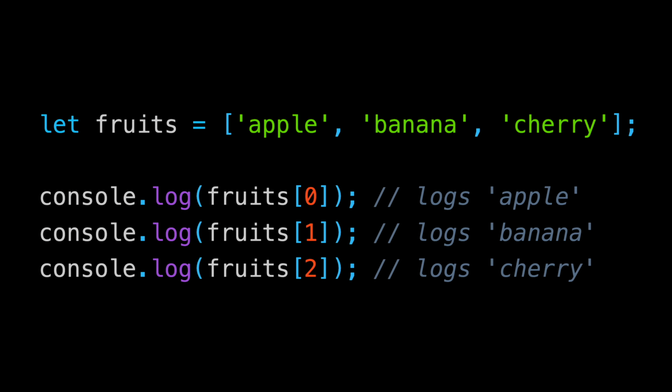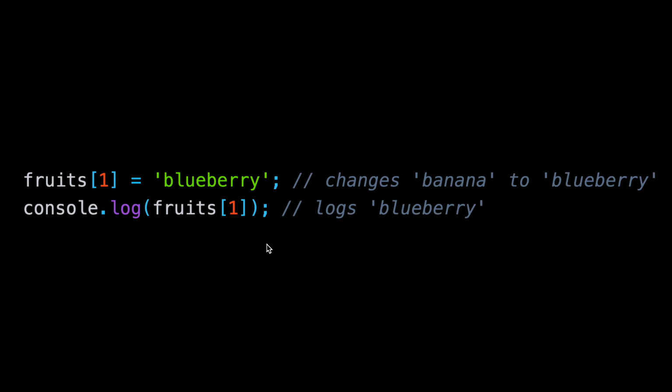Now let's talk about array indexes. In JavaScript, each item in an array is assigned a numeric position known as its index. Array indices start at 0 and increment by 1 for each subsequent element. So we have the array apple, banana, cherry. This is how we access the specific item at that index, and this is going to be the first item, second item, third item. We can also change items in an array with the indexes. So fruit at index 1 is now set to blueberry, and we can log it just like before.